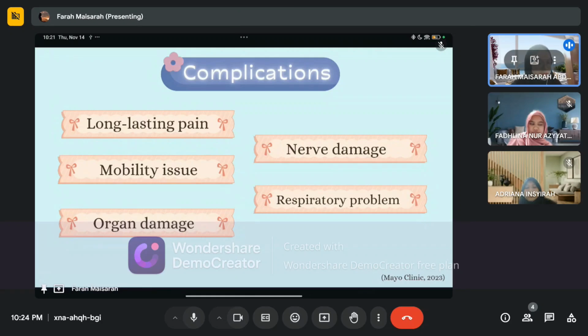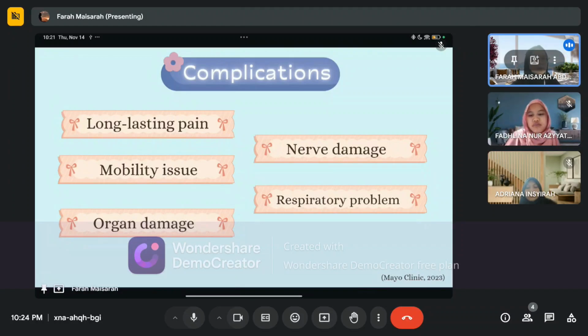And the last one is respiratory problems. It can cause hypoxemia. It can drop the oxygen level because of the limited ventilation.